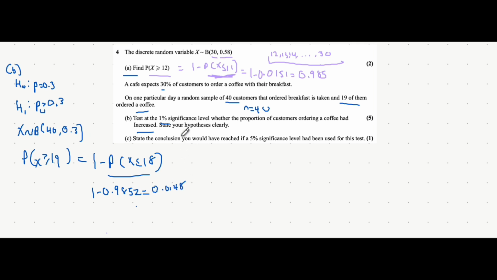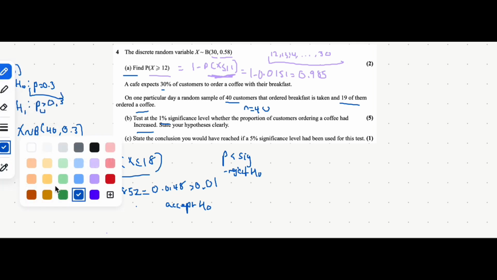Great. Now we compare that to the significance level. As a rule of thumb, if your probability is less than the significance level, that's where you reject H0. You reject what you expect to happen. In our case, our probability is actually bigger than the significance level, 0.01, which is what you get when you convert this into a decimal. That means that you have to accept H0. If you accept H0, that just means that the probability of customers ordering a coffee with breakfast is actually just 30%.